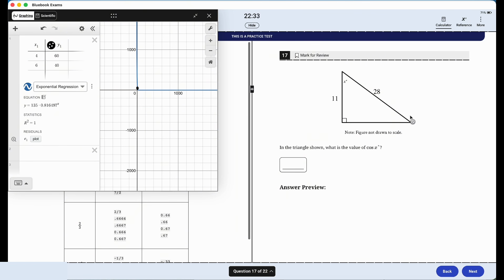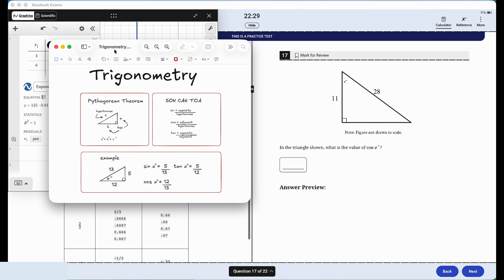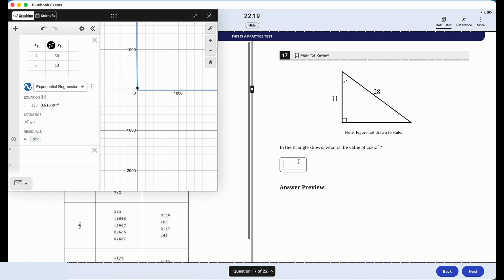Next one, simple trig problem, right? So trigonometry, you just got to make sure you know your SOHCAHTOA, right? So here they want cosine. So here's our angle. So adjacent is going to be 11, hypotenuse is 28. You can literally answer it like that, 11 over 28, right? You can put it in as a decimal as well. We do not need to find the opposite side. Sometimes you do, here we don't, but you just do so with Pythagorean theorem, right?